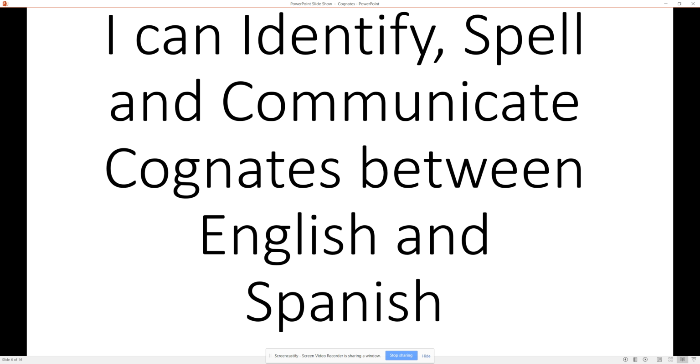So this is how to identify, spell, and communicate cognates between English and Spanish. I noticed as I was teaching, students did not recognize immediately what many of these cognates were. And cognates are so powerful because they help us to expand our vocabulary.